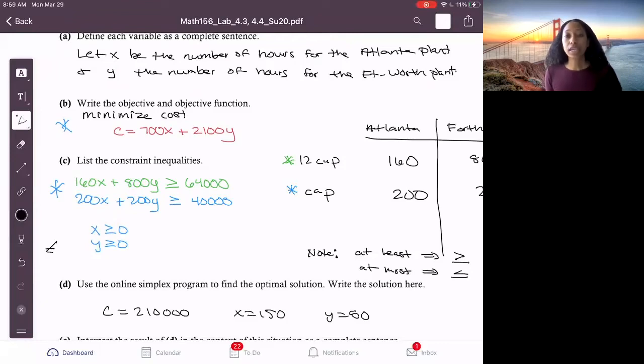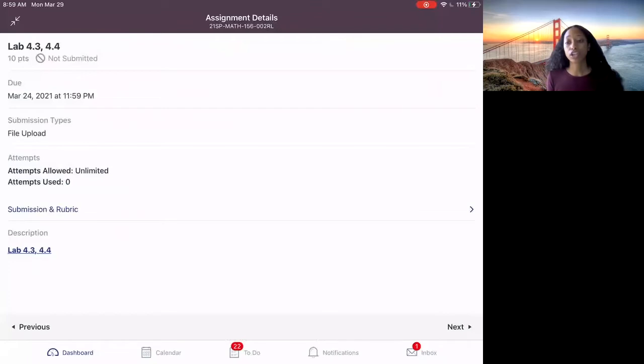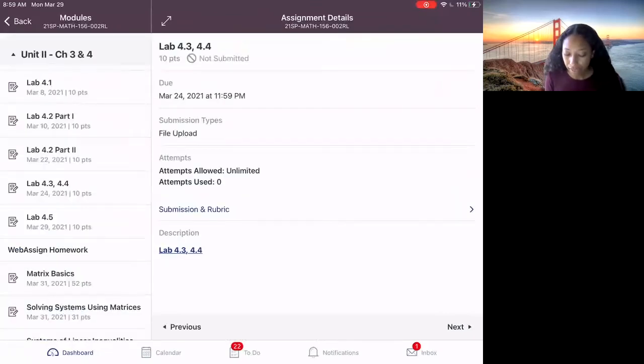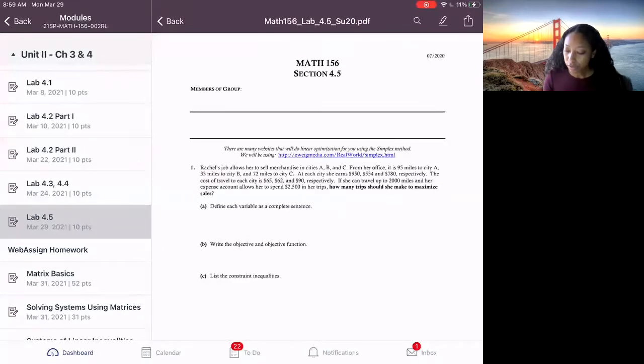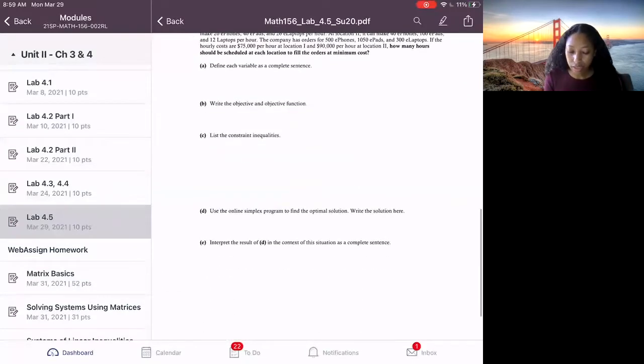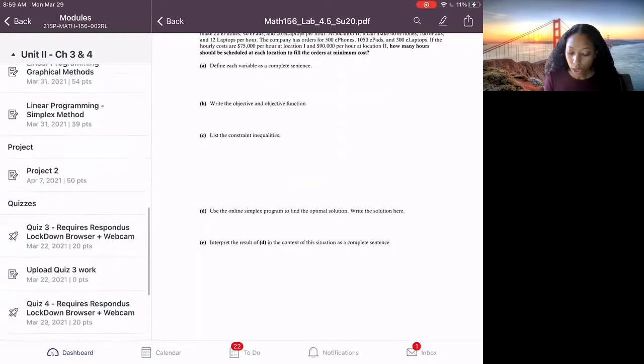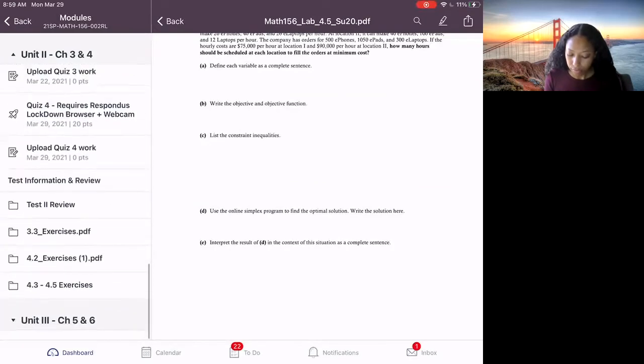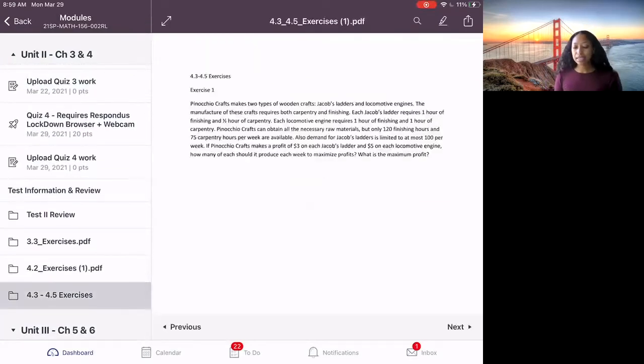We're going to focus on taking the word problem, and from the word problem, we want to be able to set up our constraints. We have another lab, 4.5, which we'll get to later. So 4.5 has 2 questions on it. We'll practice those later. We also have some additional exercises that I put at the bottom of the module here.